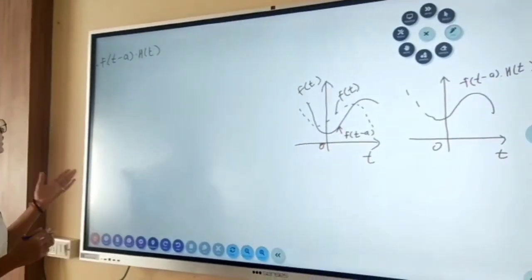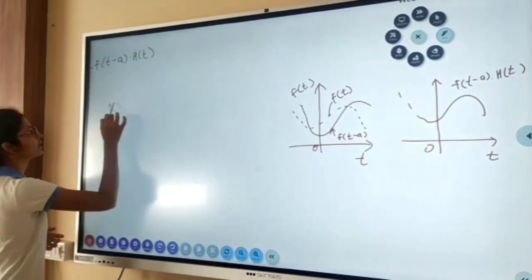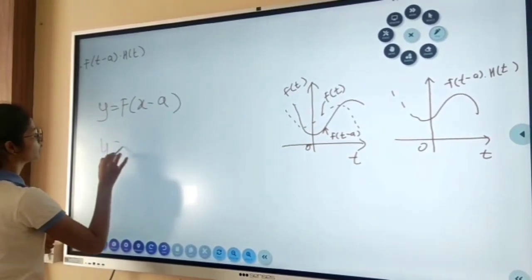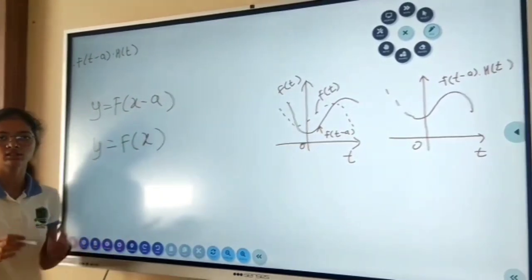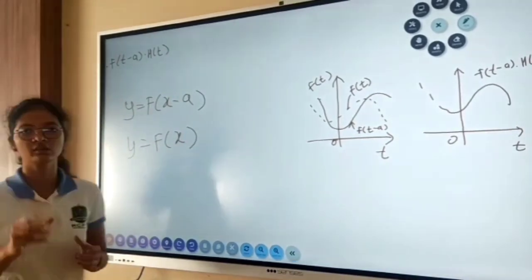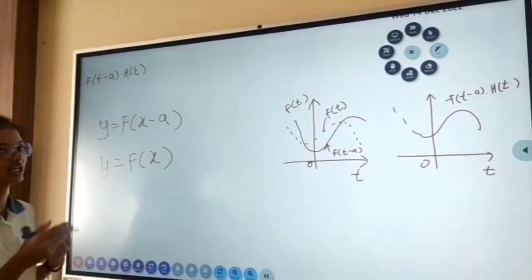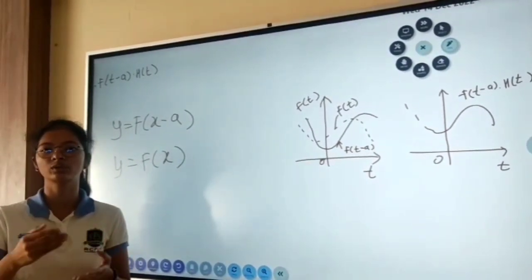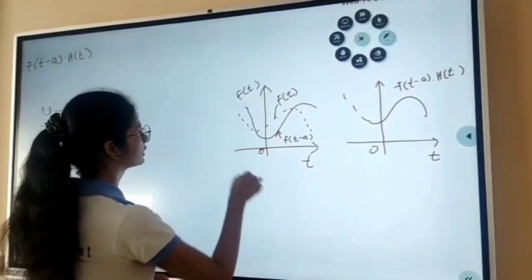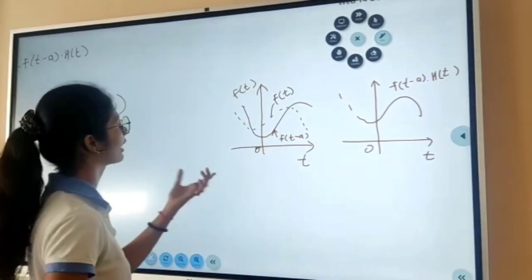Then the third case is f of t minus a into h of t. We already know about the curve y equal to f of x minus a and the curve y equal to f of x. The only difference is that it is shifted towards a; the curve remains unchanged. Combining with the first case, f of t minus a into h of t will represent the part of the f of t minus a curve to the right of the origin. Here the dotted part of this parabola shows the cutoff of f of t minus a into h of t.